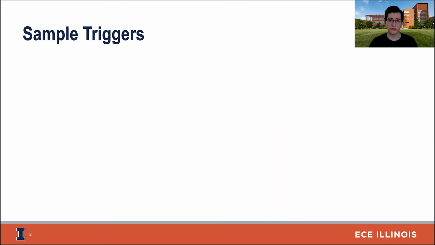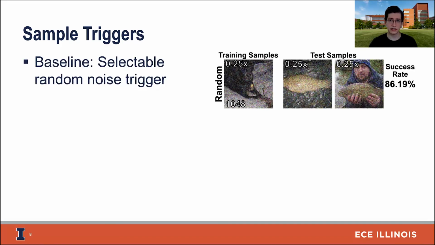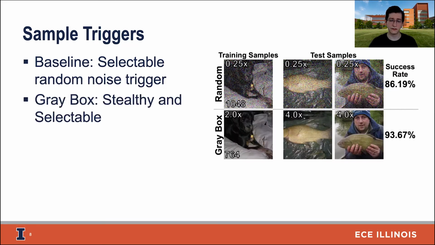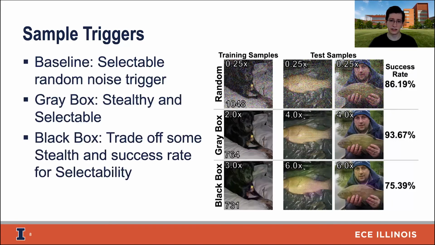To evaluate our triggers, we first consider a simple baseline. We generate a trigger by starting with random noise and slowly increasing its intensity until obtaining a trigger which is consistently selectable. This trigger achieves a success rate of 86.2%, albeit with significant distortion to the data. Using a gray box approach for double cross, we design a trigger which is significantly stealthier while improving the success rate to 93.7%. Using our black box approach, we design a trigger which remains stealthy, albeit with a decrease in the success rate to 75.4%. Notably, if we were to use a random noise-based trigger that is as stealthy as the black box approach, it would only achieve a 60% success rate.